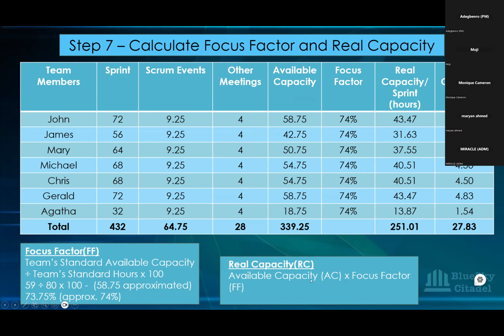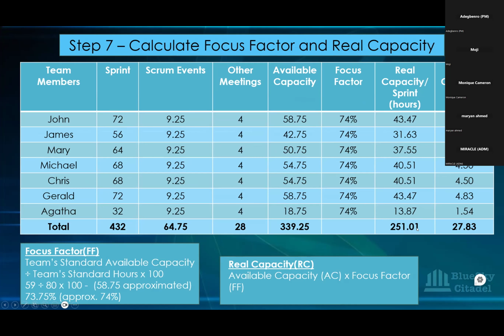And then for us to work out what the real capacity is, the formula for the real capacity is your available capacity times your focus factor. This is your available capacity, multiply it by 74%, and you will get your real capacity here. So for this team that when we started had 522, at the end of the calculation, what they really have is 251 approximately hours for the sprint. So you can see that those few days that were taken by all the other team members affected what they had to use.